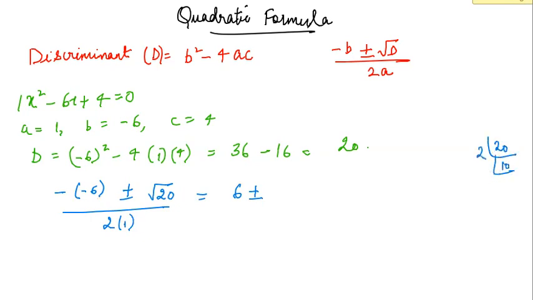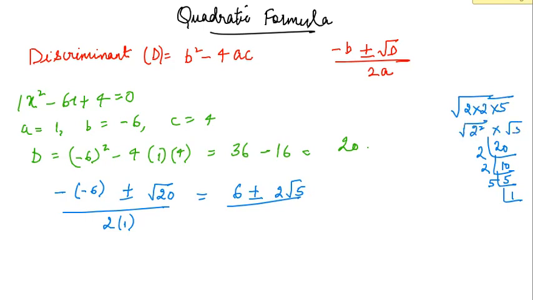2 tens are 20, 2 fives are 10, 5 ones are 5. So 2 into 2 into 5 gives us 20. So we can just write this as 2 root 5. 2 root 5 is basically root 20. How did we get this? Root 20 can be written as root of 2 into 2 into 5. So this I can further write as root of 2 square into root 5.